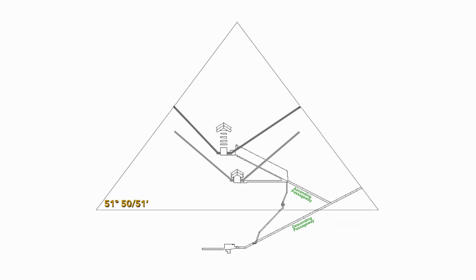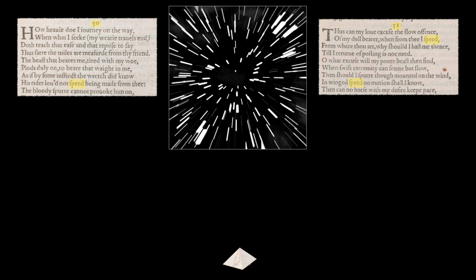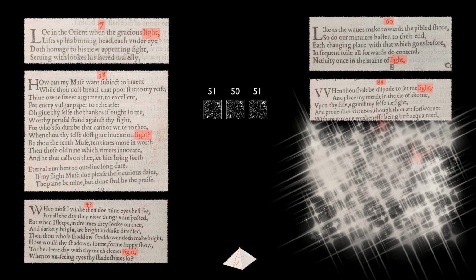Now, we've just seen that one of the amazing characteristics of the Great Pyramid is it's built on the latitude that is the speed of light. Now, if we do a search in the sonnets for the word speed, we find it occurs in only two places, Sonnet 50 once and Sonnet 51 twice. Interesting. 51, 50, 51, the angle of the Great Pyramid. All right, let's do a search on light. That occurs in 6 sonnets, and those are the numbers of the sonnets.